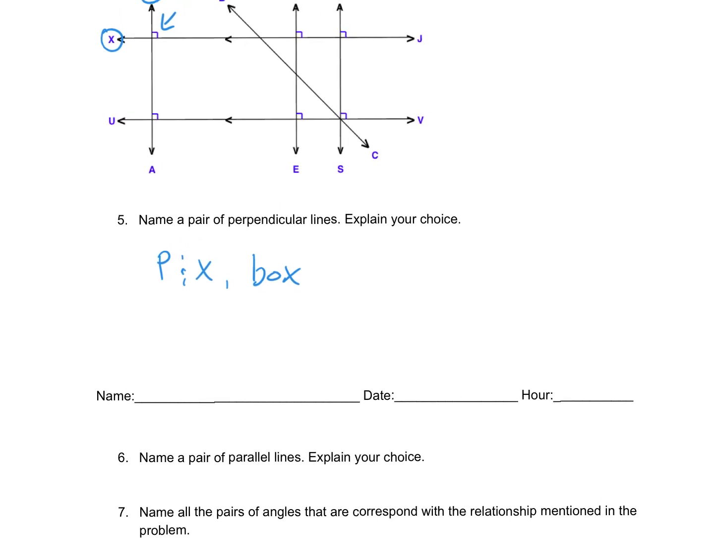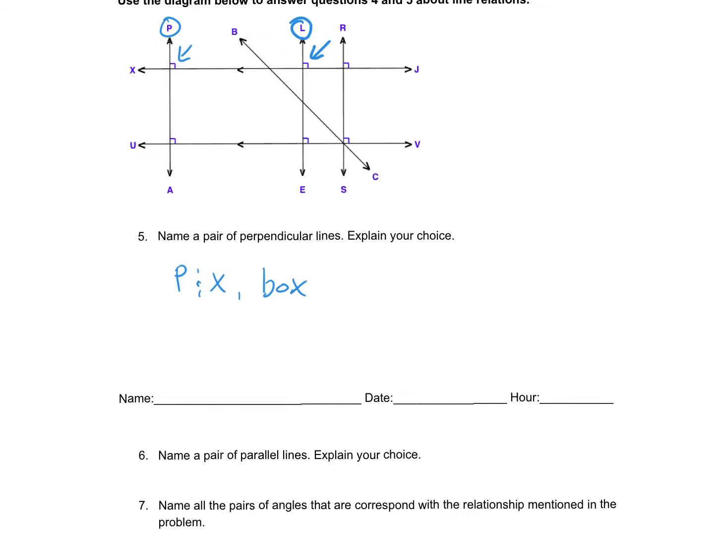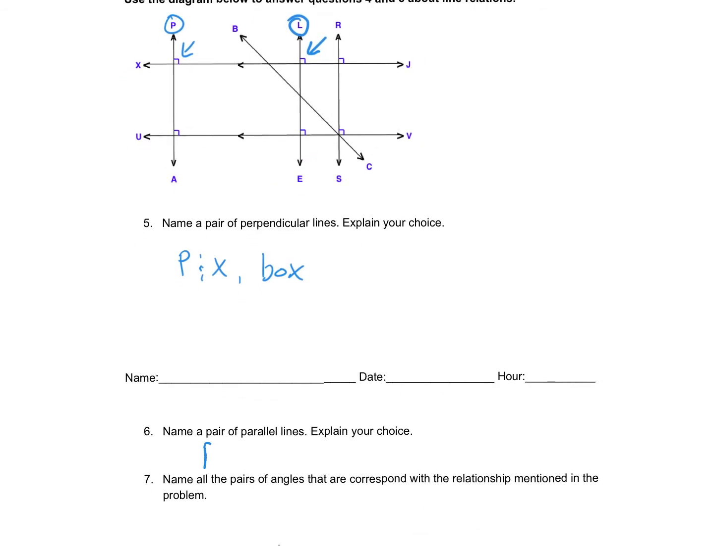Number 6, name a pair of parallel lines. Well, if we start with P, we can also say L is perpendicular to P because P has a box and L also has a box. So we can say P and L, and why? Because they have matching boxes, or they are both perpendicular to the same line.